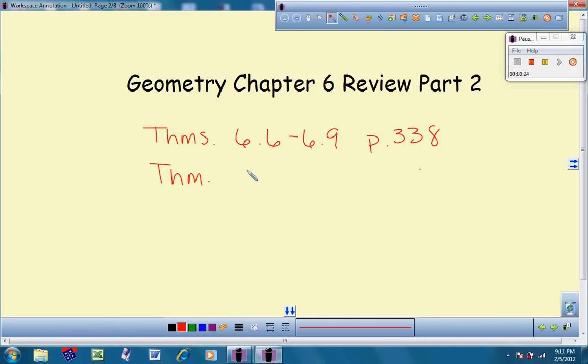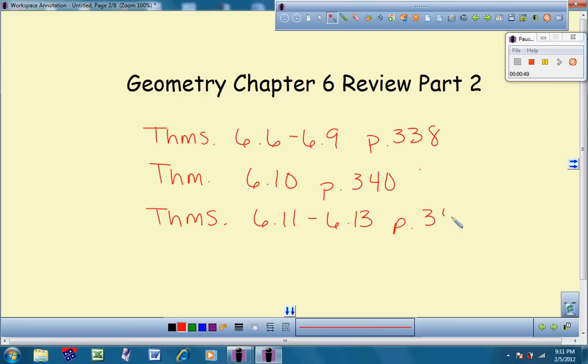Theorem 6.10 on page 340 of your text. And theorem 6.11 through 6.13, which are found on page 349 of your text. You will have 4 questions that specifically deal with each of these theorems. So it would be a good idea to make sure you have them available for your test.